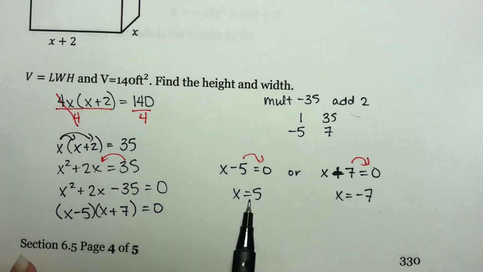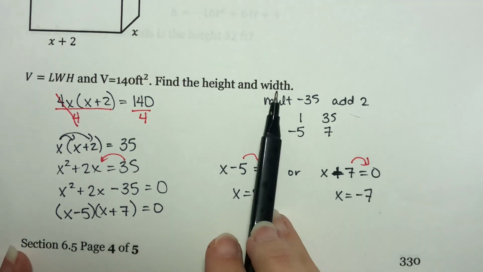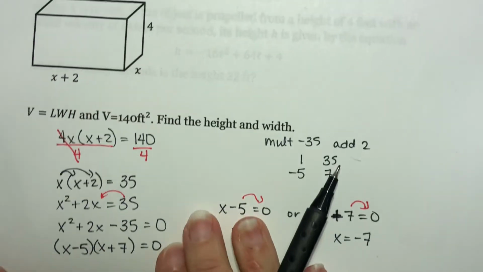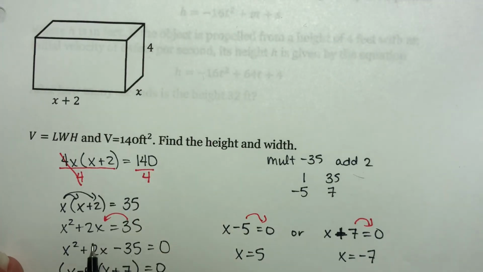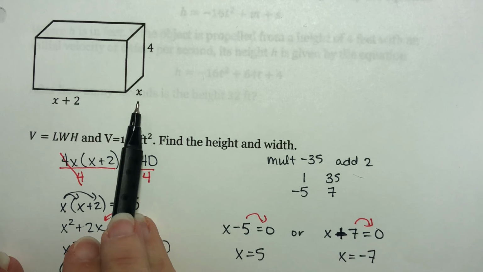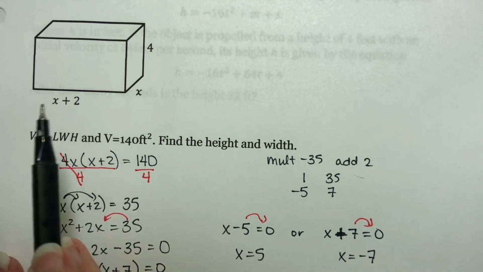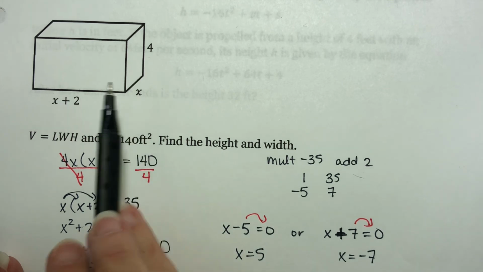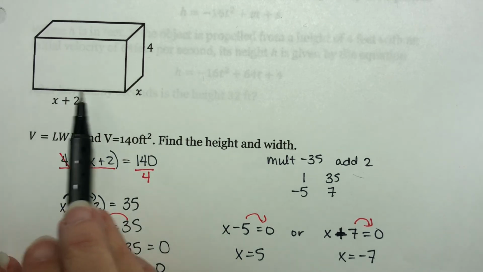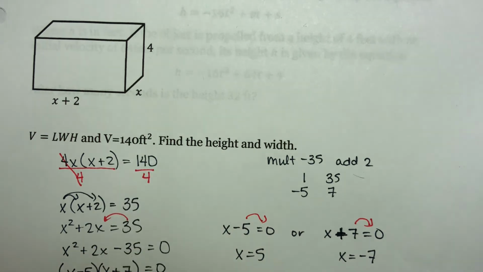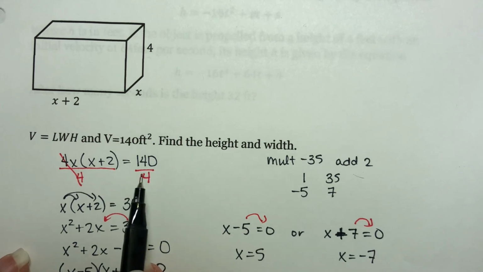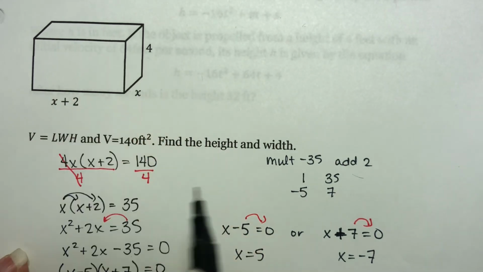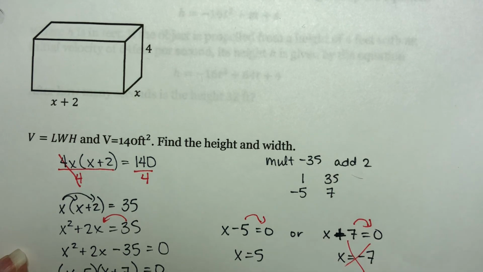Okay, let's take this 5. I'm asked to find the height and the width. I'm supposed to find basically all sides. I know that that's 4. This would be 5, and 5 makes sense. This would be 7, and that would make sense as well. However, if I put a negative 7 right here, or a negative 7 right here, I'm going to have lengths that are negative numbers. So even though this is a perfectly good answer to this equation, it is not an answer to this problem. So we toss this out.